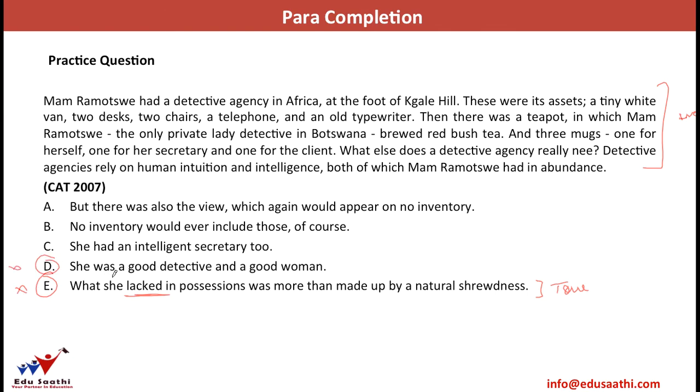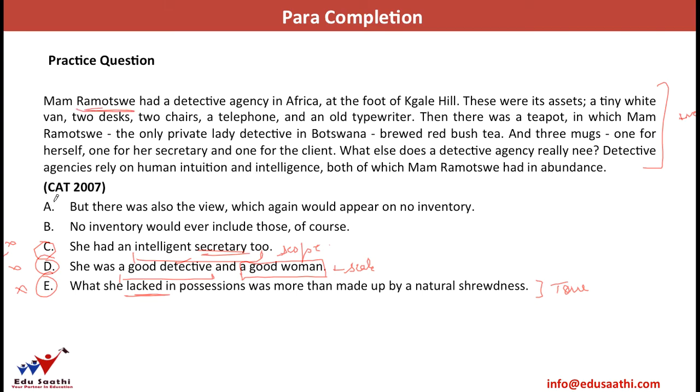I'll remove option number D from my answer list. Why? Because it is saying that she was a good detective, which is okay, but a good woman violates the scope. I'm not discussing her being a woman, so I'll remove this alternative as well. She had an intelligent secretary too. It violates the scope. We are not discussing her secretary, we are just discussing her.